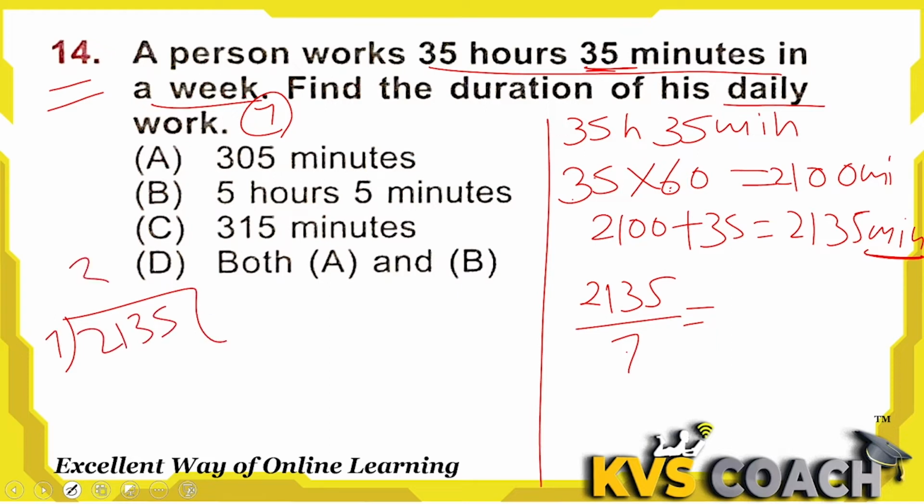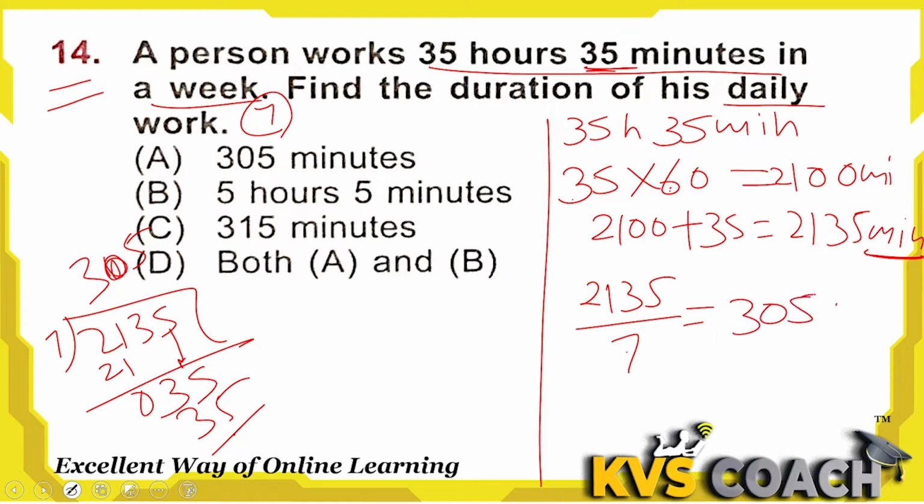2135, 7 3s are 21. देखो, here nothing is left, so we will carry here. We can't carry without putting 0 here. So 0 will be put here, then we will carry this digit also here. So 7 5s are 35. Okay, so it is 305 minutes daily. Okay, this is the daily duration.